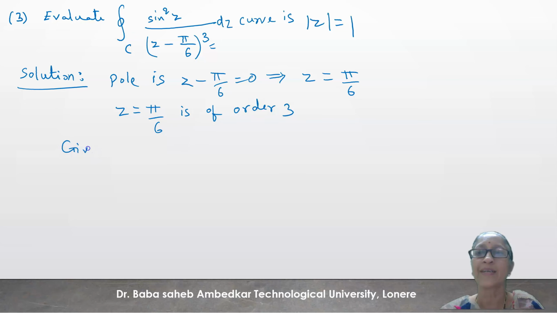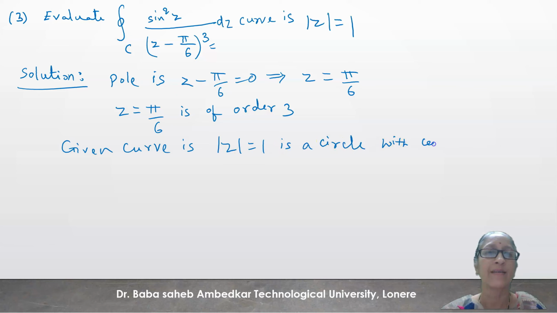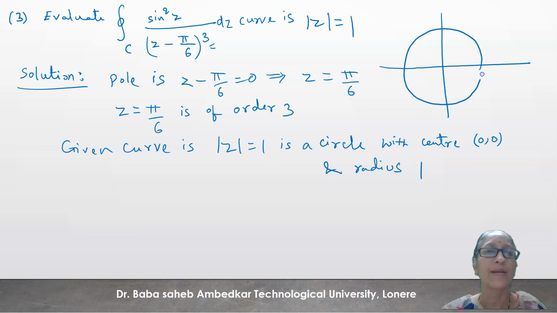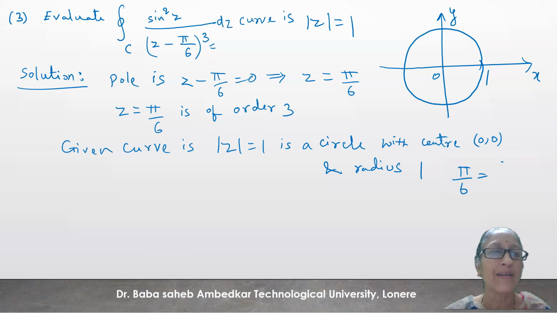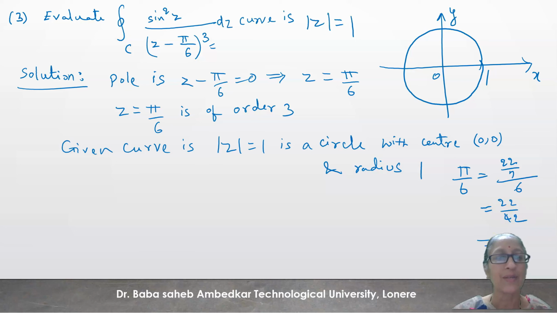Now what is the given curve? Mod z equal to 1 is a circle with center at origin and radius 1. So if you plot the circle, you get it like this. Your center is here. Then what about this pole? The pole is pi by 6. What is pi by 6? Use the value of pi: pi by 6 equals 3.14 or 22 by 7 upon 6, that is 22 by 42, which is equal to 0 point something.